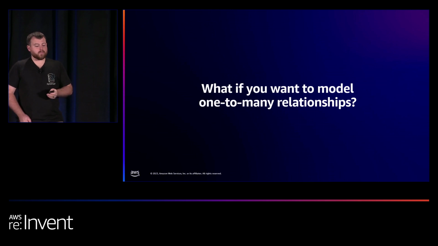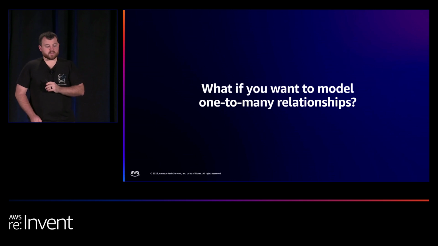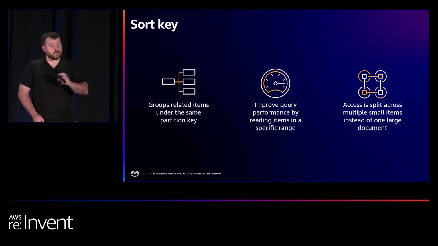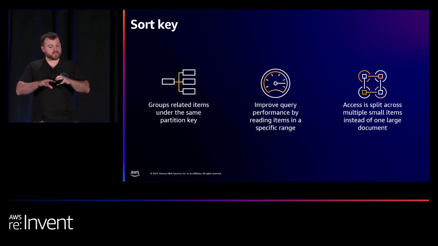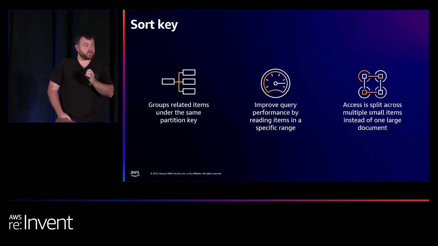Now, what about one-to-many relationships? These partition keys only get us a key value lookup. That's where sort keys need to come in. Sort keys will group related items under the same partition key. Again, I kind of gave you the sneak peek on the single table design slide, but we're going to make a sort key that can return multiple items at the same time, potentially. And then also, the sort key can be used to improve query performance because we don't have to read the entire partition. We can read only a range within that. The sort key used to be called a range key.